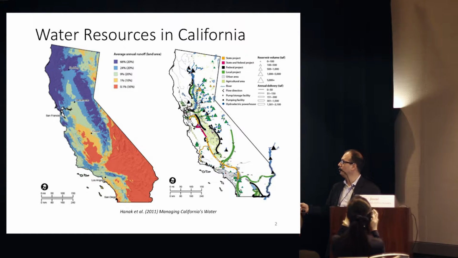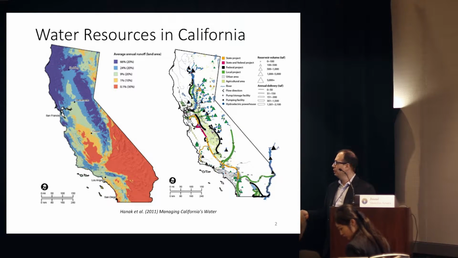So we have most of our supply during the winter in the northern areas of the state that are here in blue. This is where we have most of the precipitation. These are areas with lower precipitation. And we have most of the demand during the summer in the coastal areas that are highly populated, and in agriculture in the Central Valley, which is here, which happens to follow the opposite rainfall pattern.